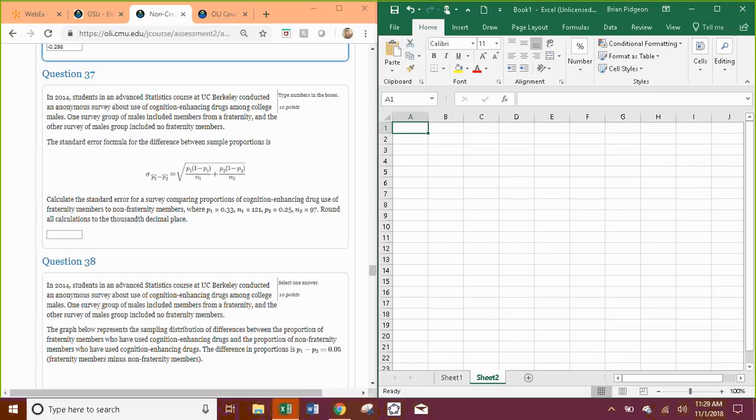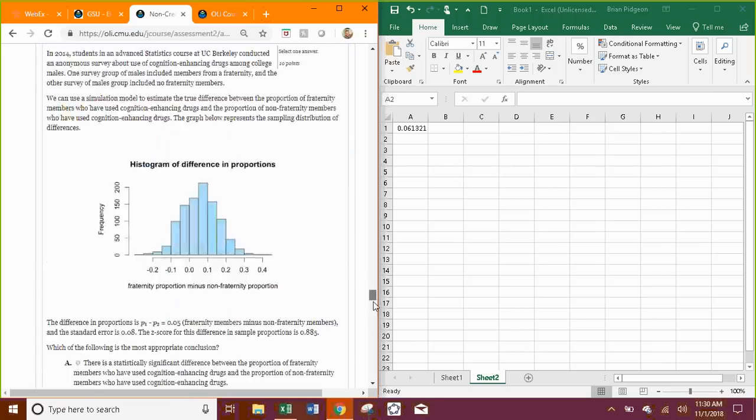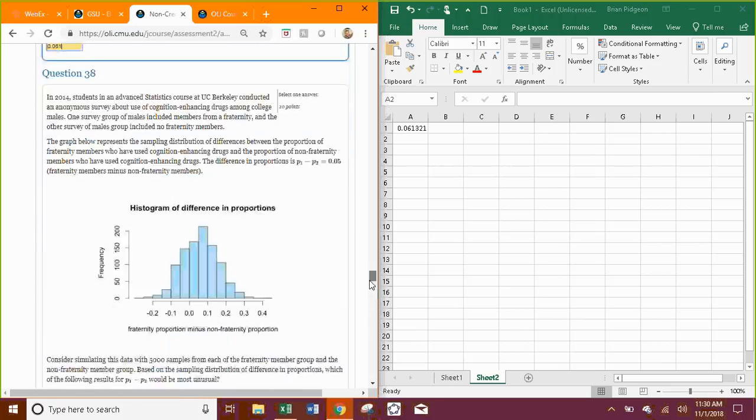In 2014, yep, standard error formula, that's your p1 times 1 minus p1 over n1. That's the formula for the standard error in the difference of proportions. Calculate the standard error. So we know it's going to be the square root, and it gives you everything you need. p1 is 0.33, 1 minus 0.33, divided by n1, plus 0.25 times 1 minus 0.25 over 97. 0.33 times 1 minus 0.33 over 121 plus 0.25. How many decimals? 3. 0.061.